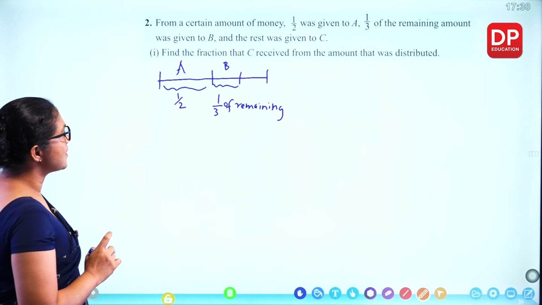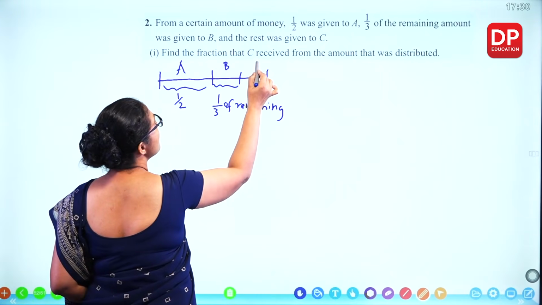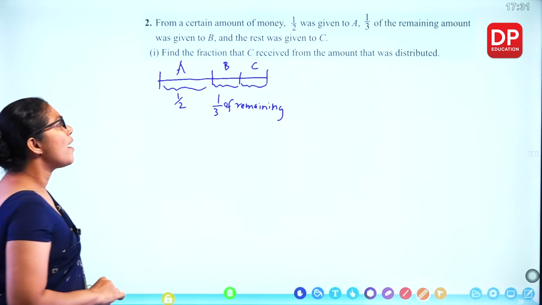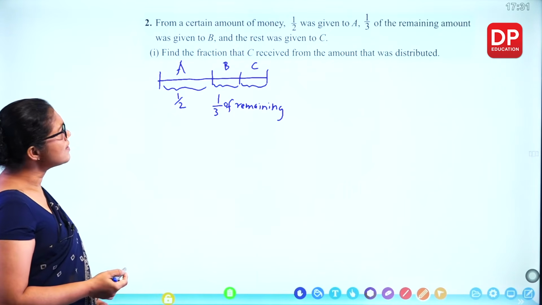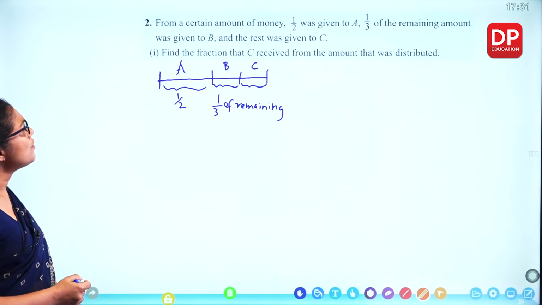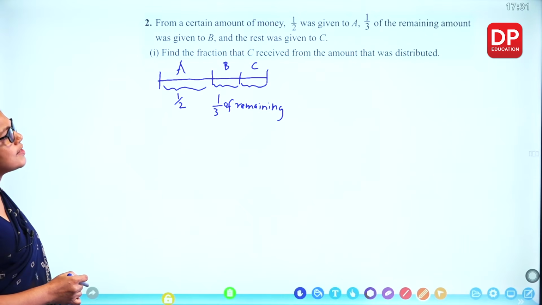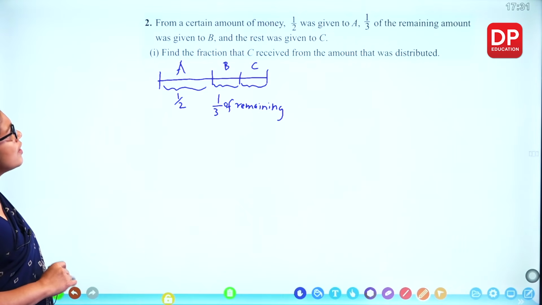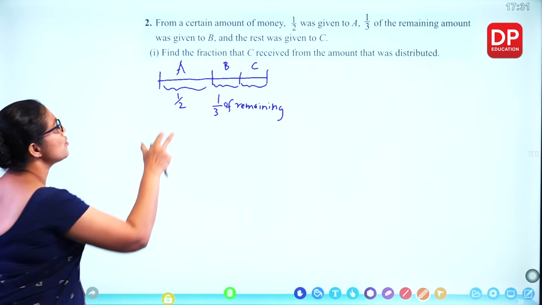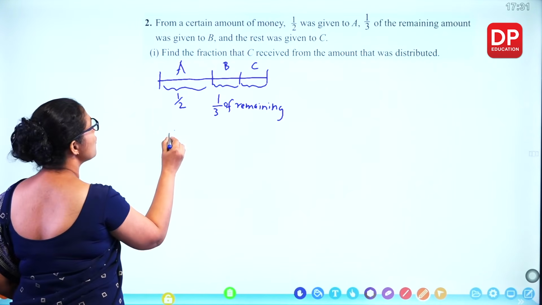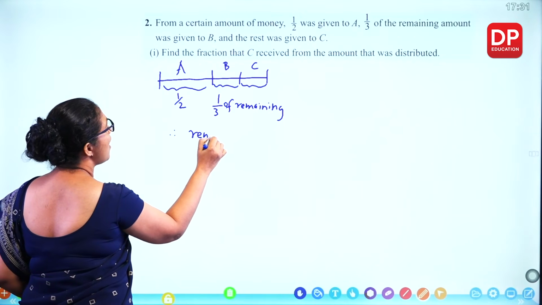And the rest is given to B. So this is for part C. You want to find out the fraction that C received from the amount that was distributed. So here is how we can do it. Half for A. So what's the first thing you have to find out? The remaining part.